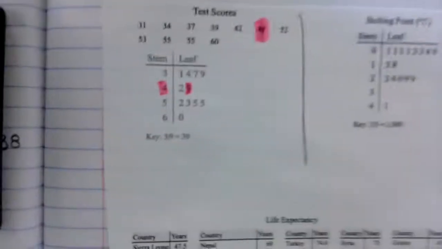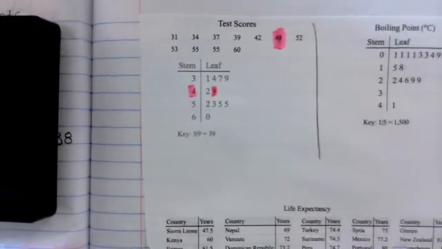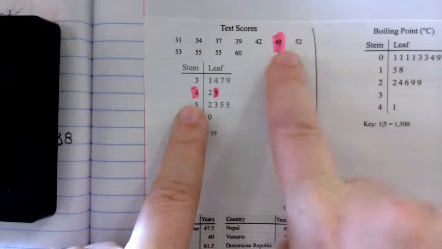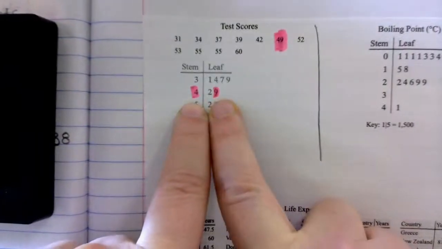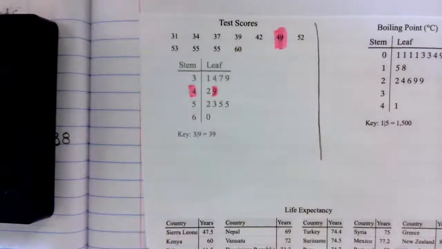So notice our stem goes 3, 4, 5, 6. But then for each row of leaves, it goes in order. 1, 4, 7, 9. 2, 9. 2, 3, 5, 5. Okay?